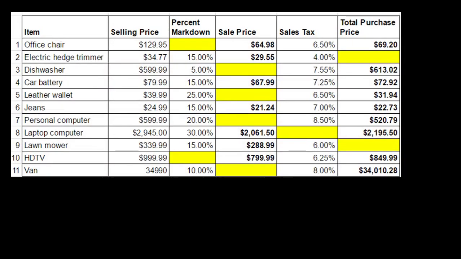Let's take a look at the second page of Project 3. Now this second page is pretty straightforward. It's just a matter of having your equations and using them carefully. So let's start by looking at percent markdown.